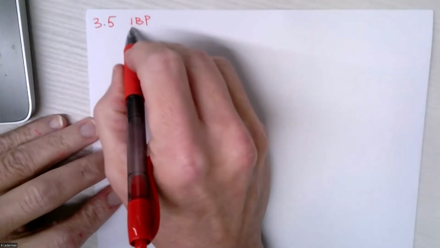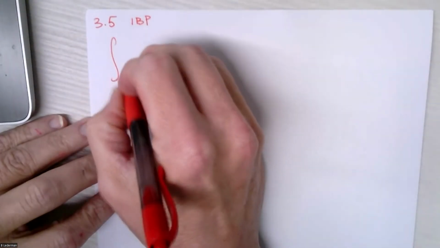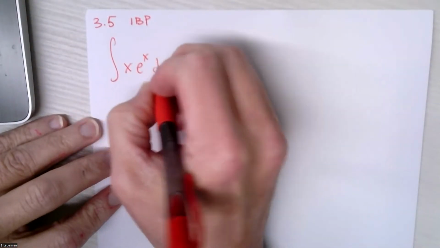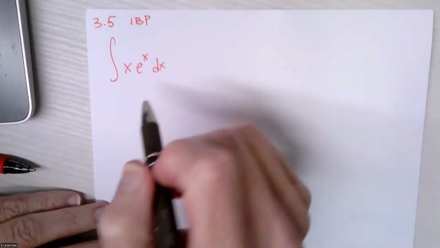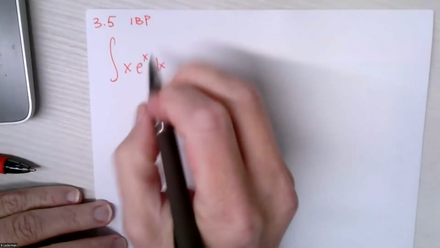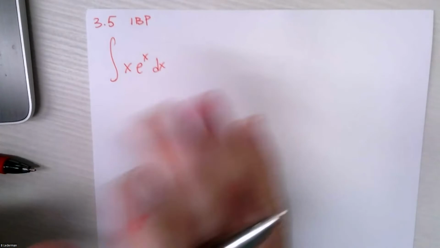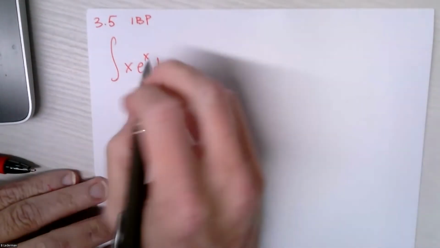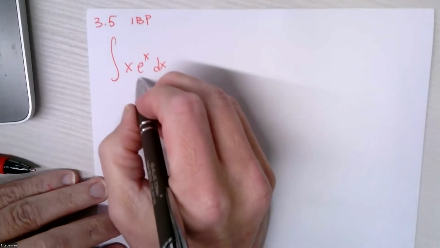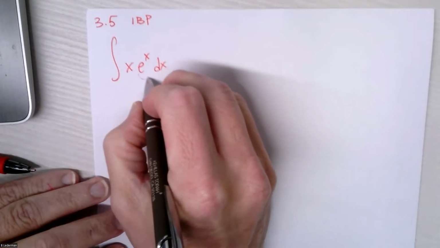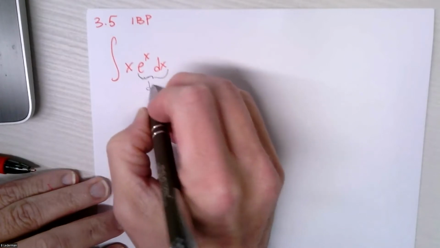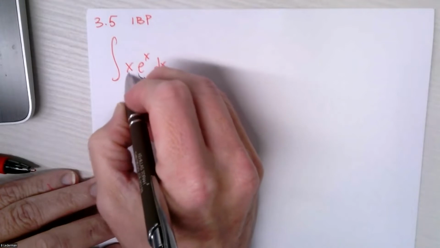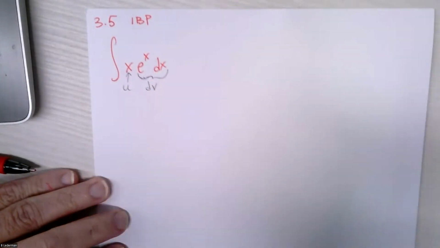So IBP stands for integration by parts. Let's do a problem here. Let's do the integral of x times e to the x dx. Now we're going to call u and dv. This is a little bit of a judgment; you've got to figure out what works, but in this case it's pretty straightforward. I'm going to let e to the x dx equal dv, and the x is going to be my u.